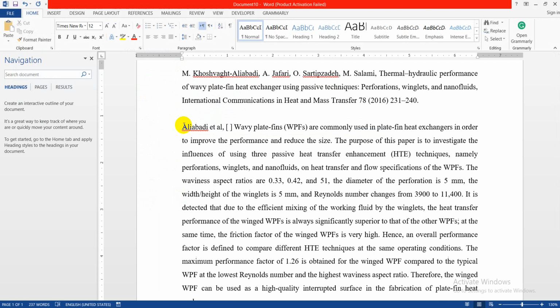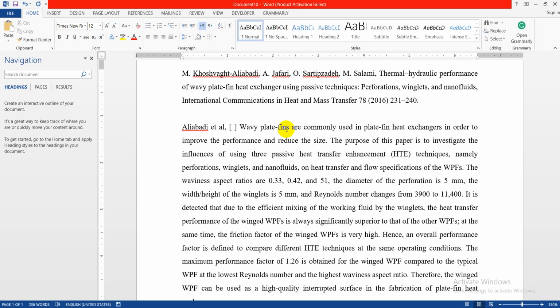What they studied, for example, wavy plate fins. No need to write this abbreviation, as it will be mentioned in the paper maybe one time. If one time, two times, three times, no need to write the abbreviation. If it is over three times, you can write it, right? So in that case, no need to write it: are commonly used in plate fin heat exchangers in order to improve the performance and reduce the size. This sentence is just introduction, so no need to write it.